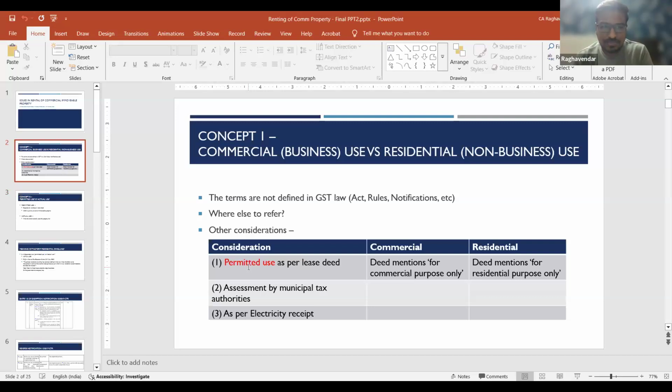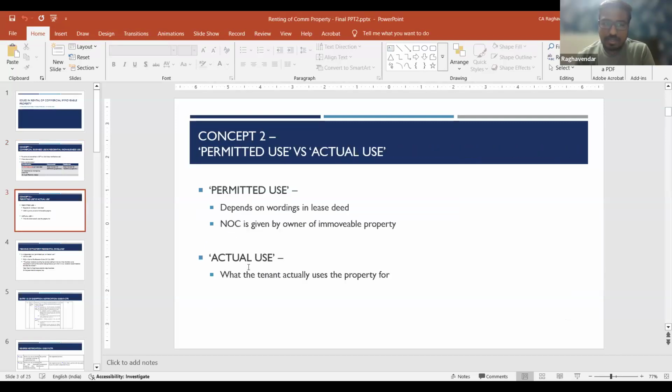There are some other considerations which we practically use, like assessment by municipal tax authorities, how it is mentioned in the property tax, in the electricity EB bill or water tax, etc. But to my understanding, what the lease deed says, what you call the permitted use, would be a better scale to decide whether something is a commercial or a residential property. The second alternative would be actual use: what exactly is the property actually used for?